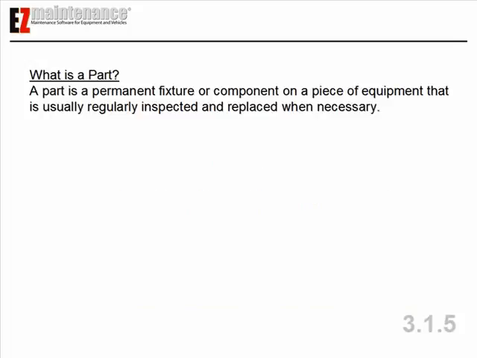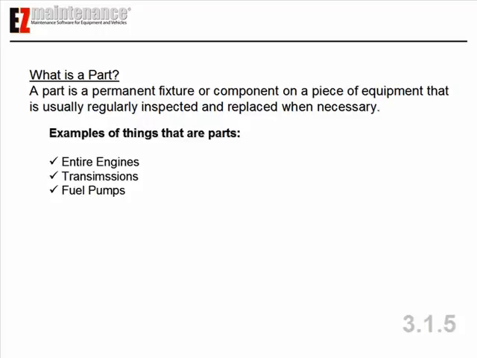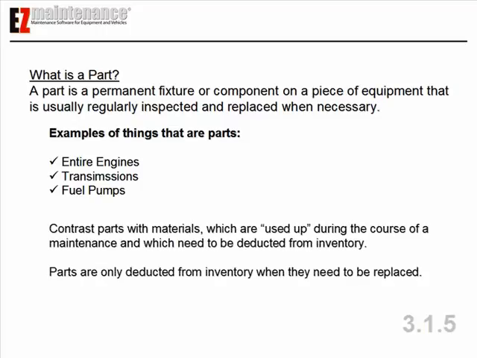You can also enter all of the replacement parts which you use in vehicle maintenance through the equipment module setup. First, however, we should explain what the word part means in Easy Maintenance. In Easy Maintenance, a part is a component of a vehicle or equipment that may need to be replaced, and you have a stock of replacement parts in your inventory. Good examples of items that should be treated as replacement parts in Easy Maintenance are entire engines, transmissions, fuel pumps, etc. Contrast this with materials, which are used up during the course of a maintenance event and need to be deducted from inventory.